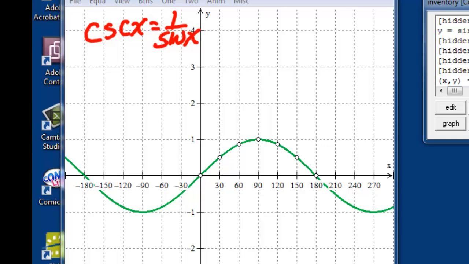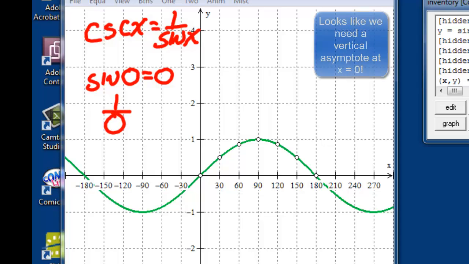If I start at the origin, the sine of x is equal to 0, so the sine of 0 is 0, and 1 over 0, the reciprocal, is undefined, which tells me that I need an asymptote along the y-axis.